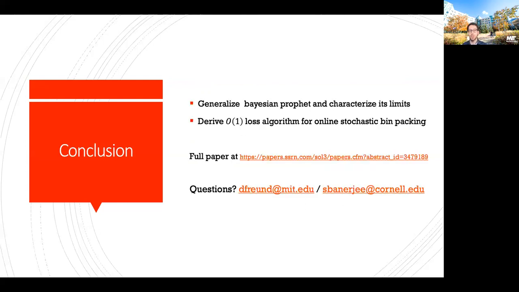So to conclude, in our work, we generalize the Bayesian profit framework and characterize some of its limitations. And specifically, we derive a uniform loss algorithm for online stochastic bin packing. The full paper is available at the URL in the slide.